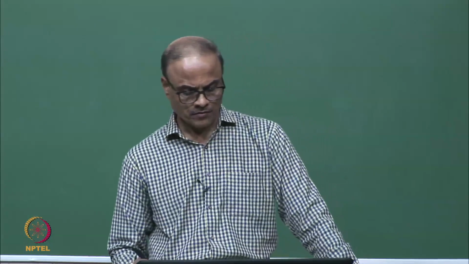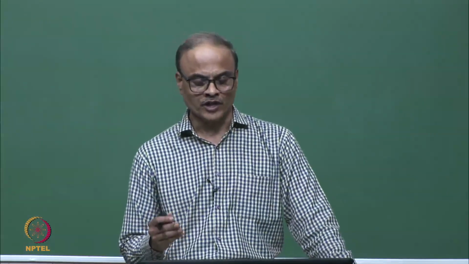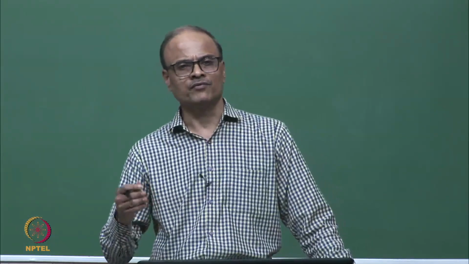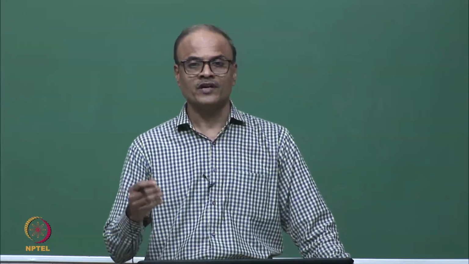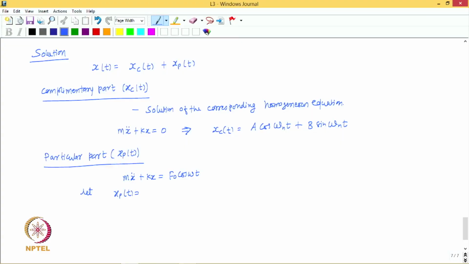Now here, because the forcing function is a function of frequency omega, we expect that the system would respond at the same frequency. Its response is going to vary at the same rate, and hence it is logical to assume the particular solution as being of the same form, that is cos omega t, but with an amplitude say x_p0, or x_p naught. So that is the amplitude of the particular solution.